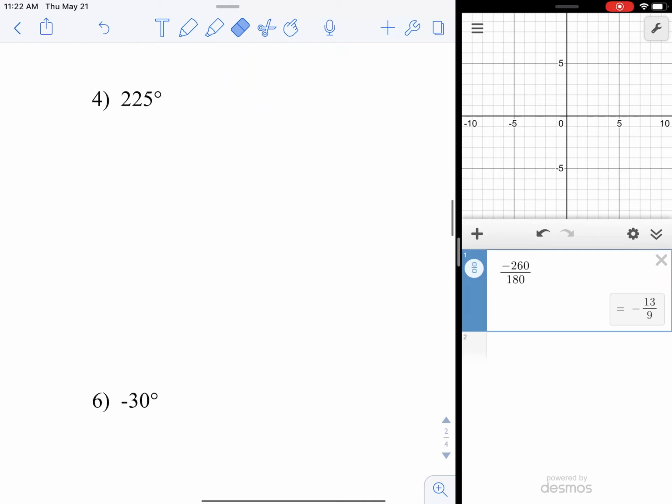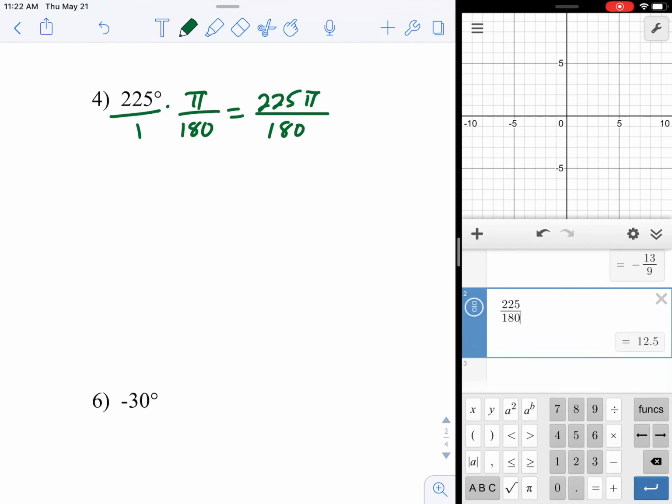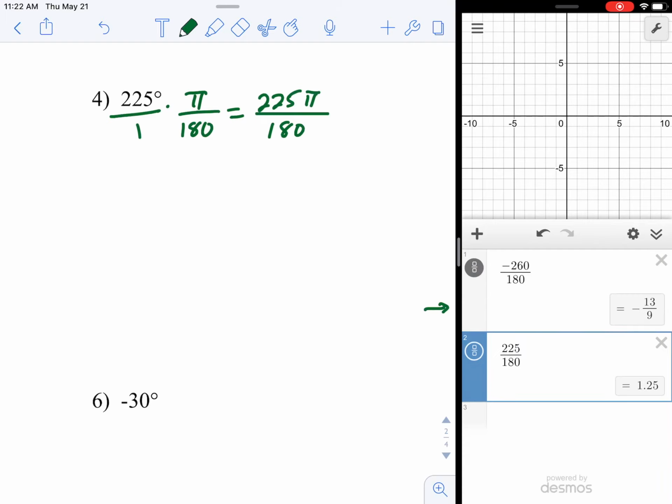Let's look at number 4. Multiply by pi over 180. If you need to, you can put this over 1, but after you do a few of these, you just learn, oh, the top number goes on top, the bottom number goes on bottom. Now, let's look at 225 over 180. Again, I'm going to hit that fraction button right there. Okay, 5 over 4.